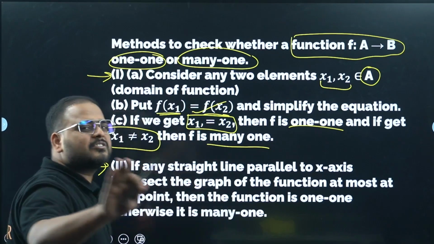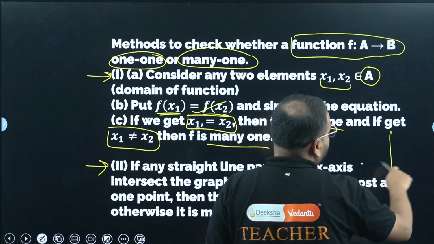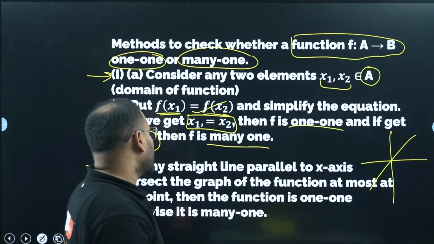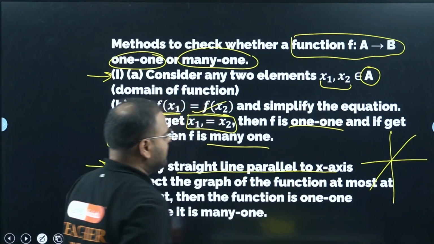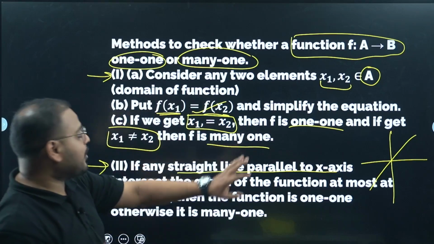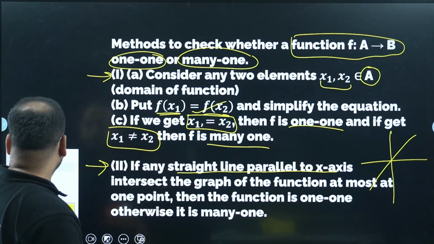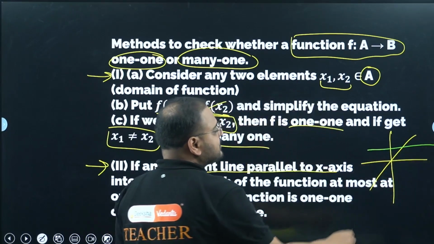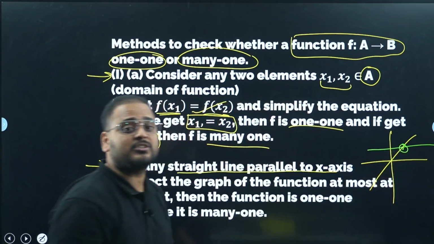So whatever the function is given, you draw that function. Let me take a linear function like this, y equal to x. I've taken a curve y equal to x. So if you draw a straight line parallel to the x-axis, and it cuts the graph at only one place, how many intersections? Only one intersection. That will be a 1-1 function.